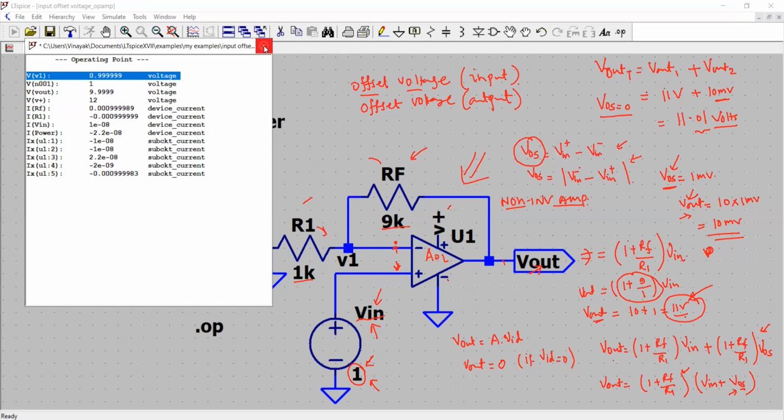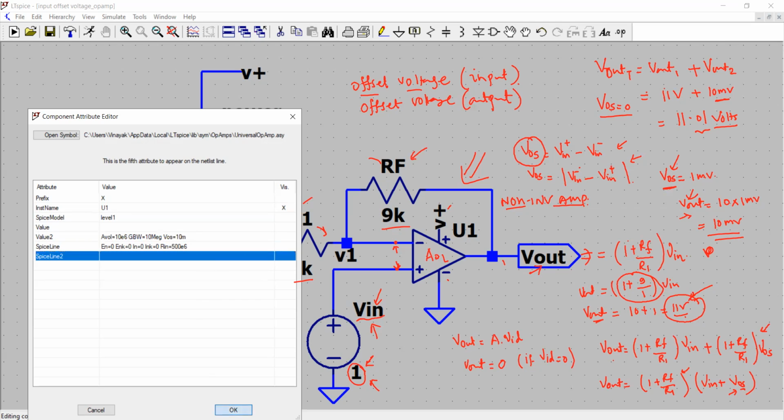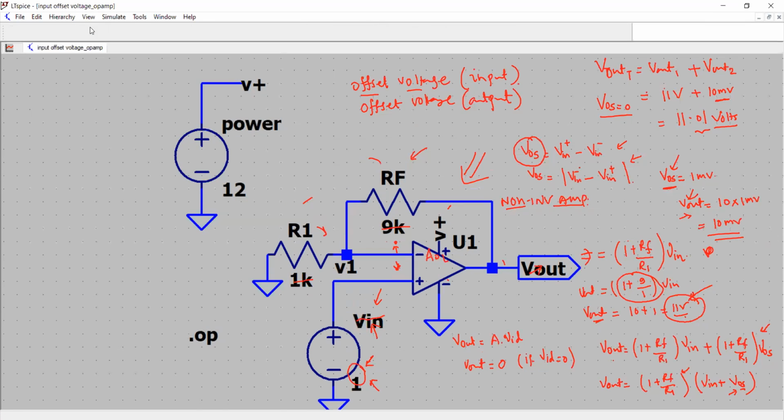Now, what I want to do is simulate the effect of offset voltage. So remember, the output voltage is 9.999, which is theoretically close to what we calculated, 10 volt, and the voltage at V1 is 0.999. So we'll also see if these voltages change due to the addition of the offset. So I am going to add the offset. It is 1 millivolt. That's what, no, it is 10 millivolt in theory I have taken. So I will choose that. Then click OK. Now I will run the analysis again.